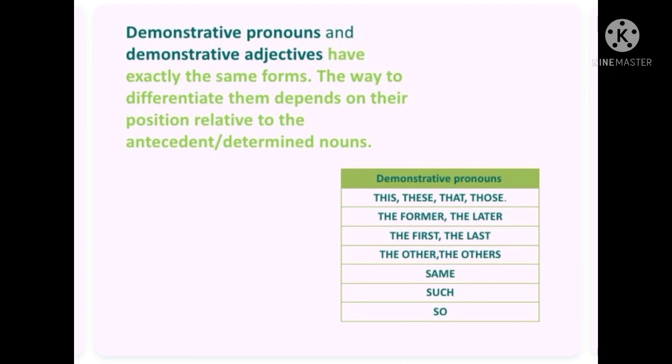Demonstrative pronouns and demonstrative adjectives have exactly the same forms. The way to differentiate them depends on their position relative to the antecedent, determined nouns. Demonstrative pronouns: these, this, that, those. The former, the latter, the first, the last, the other, same, such, and so.